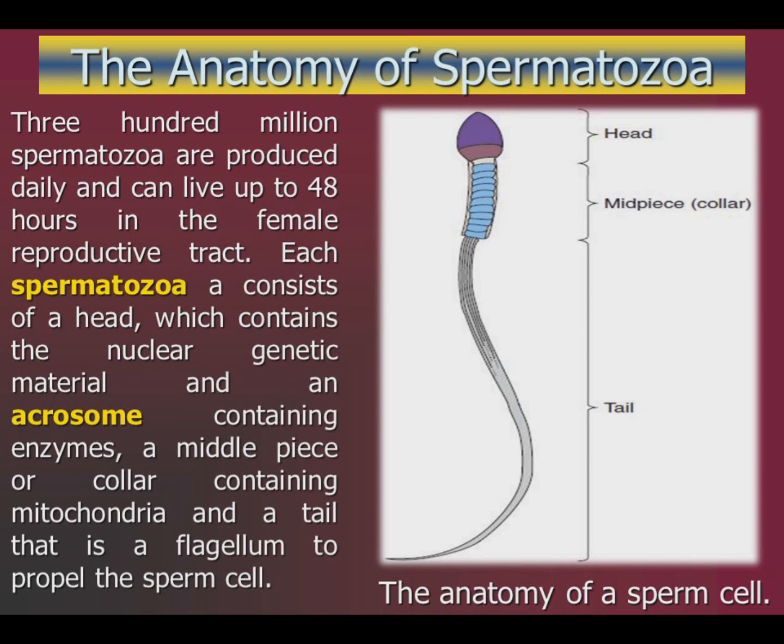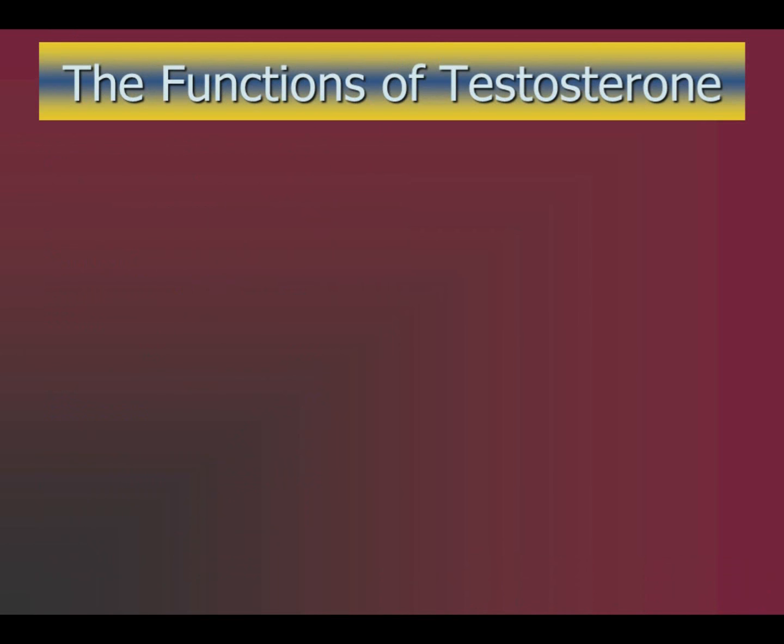The middle piece or collar contains numerous mitochondria, which produce the high energy molecule adenosine triphosphate, ATP, that provides the energy for locomotion. The tail of the sperm cell is a typical flagellum. The flagellum beats from the energy of the ATP molecule and propels the sperm as it swims its way up the female reproductive tract in search of an ovum.